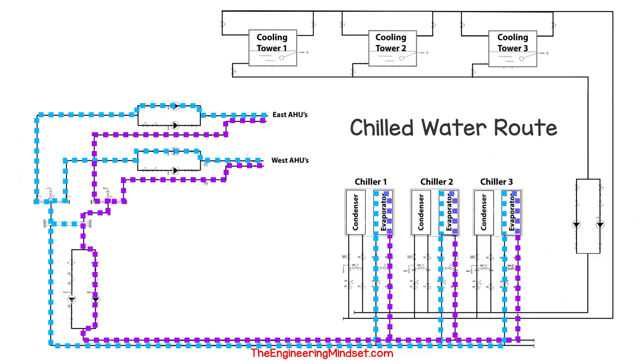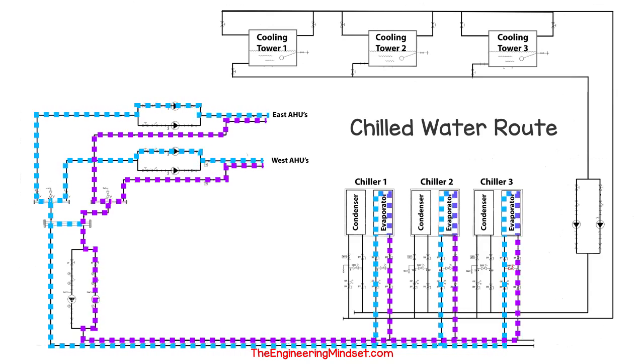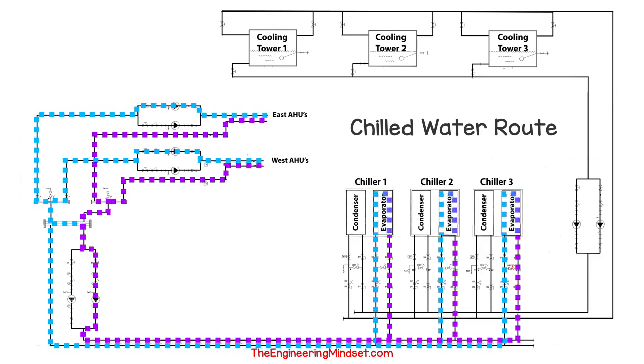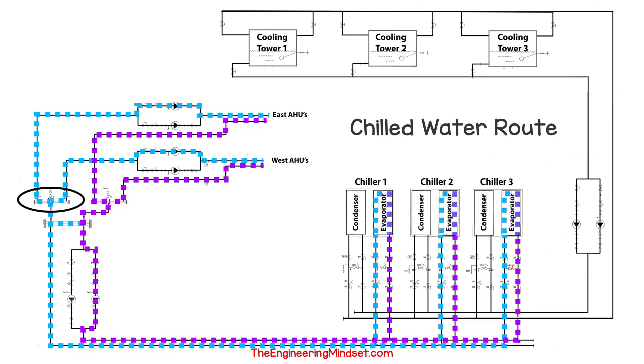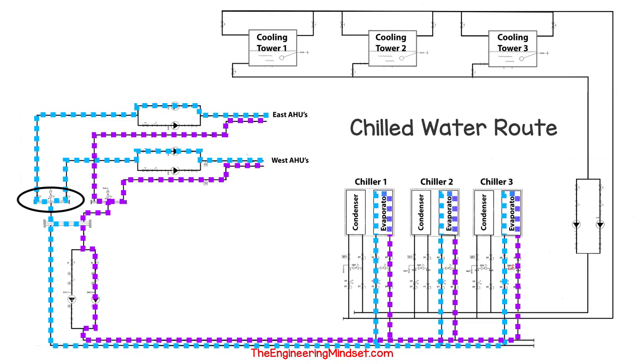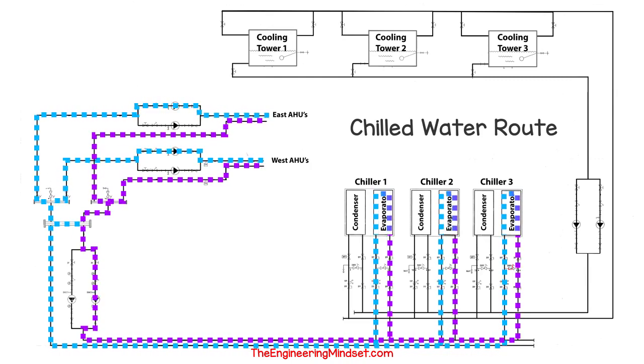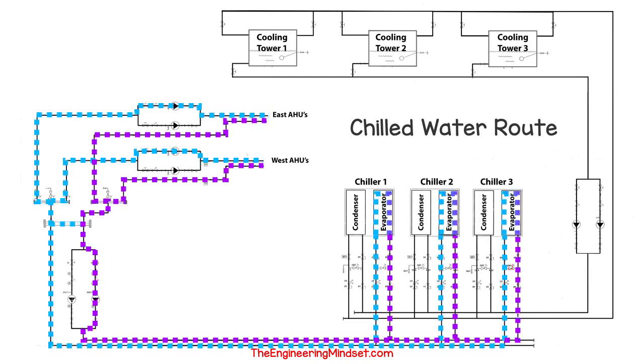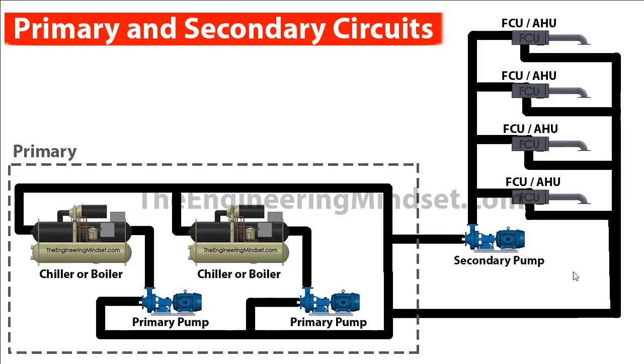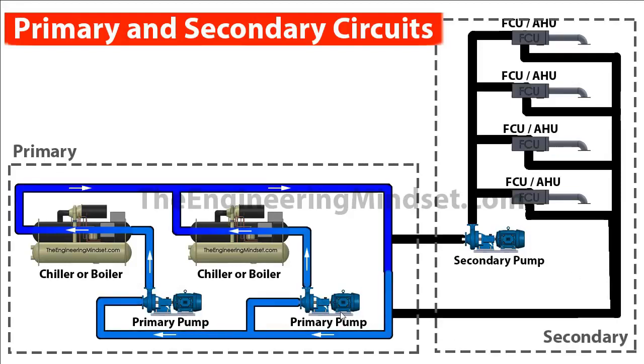Just to note that not all 3 chillers need to run, this would only occur at maximum demand. You can see on the left that the east and the west wing split off from a main header, and the return water joins into another header before returning back to the chillers. This separates the primary and the secondary circuits. Now we've already covered this in another video and the link is on screen now for that if you need to learn that as well.